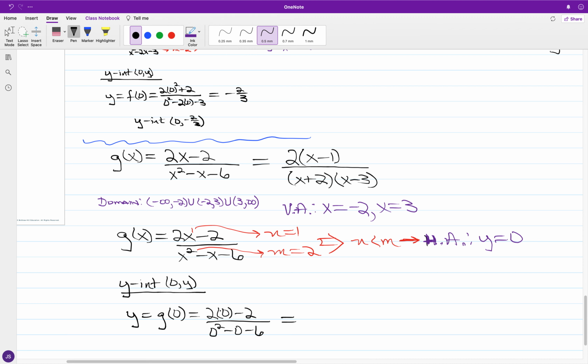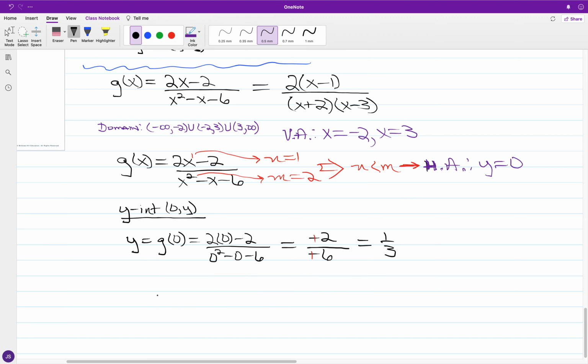And being careful with the sign values. Now 2 times 0 is 0 minus 2 is negative 2. 0 squared minus 0 is 0 minus 6 is going to be negative 6. So we got negative 2 over negative 6. And guess what? The negatives cancel out. And so we're going to have that y is equal to 1/3. So with the y-intercept, when x is 0, y is equal to 1/3.